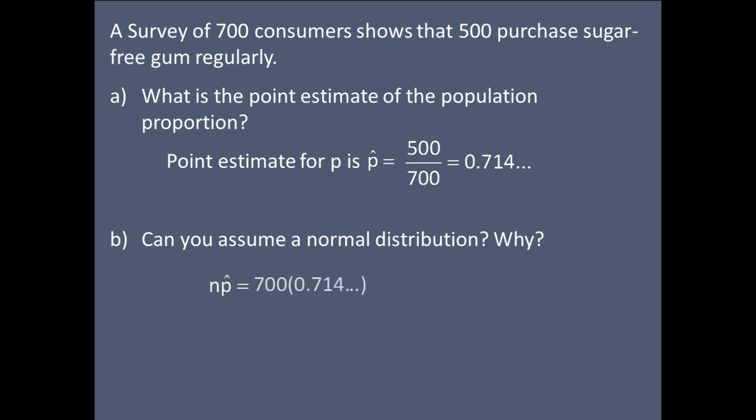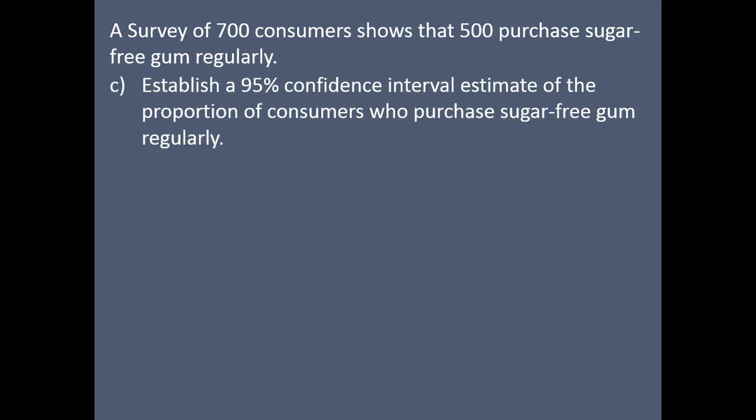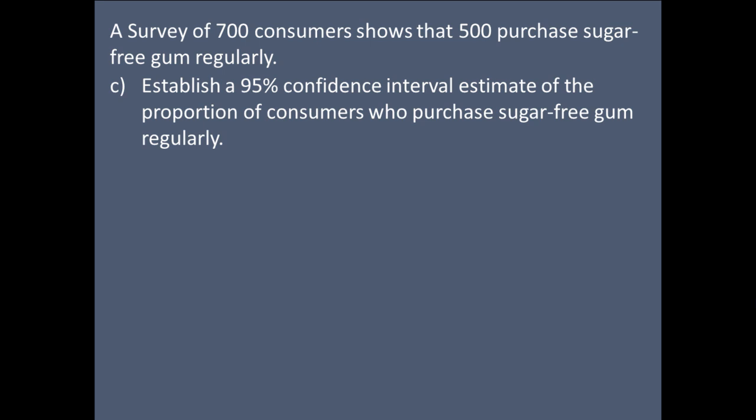So NP hat, 700 times our 0.714 and all those other decimals, is the 500 successes that we found. And NQ hat would simply be how many failures we have in our survey, which is 200. Yes, because of the fact that both NP hat and NQ hat are at least 5, we can assume a normal distribution. So let's go and calculate the actual confidence interval.